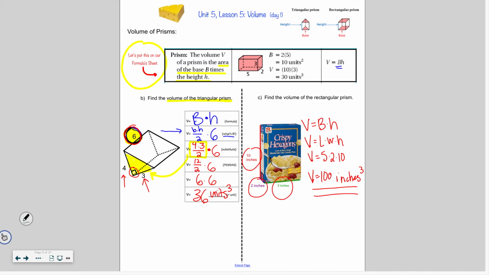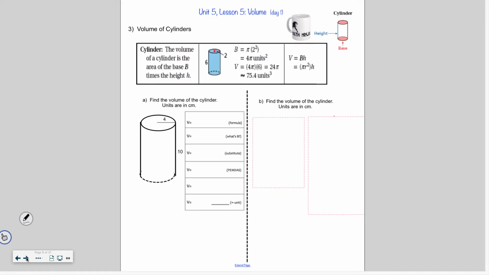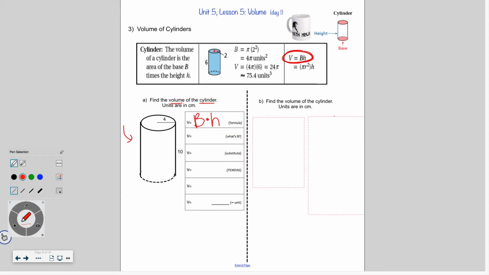Let's try one more example, and then I think I'm going to let you guys try some work on your own. Now we're looking for the volume of a cylinder. Okay, here we have a cylinder. Don't get overly confused here. It's the same idea. Big B times H. Volume is equal to the area of the base times the height of the figure. Okay, in this case, the base is what, everyone? It's a circle. So we need the area of that circle for the big B.